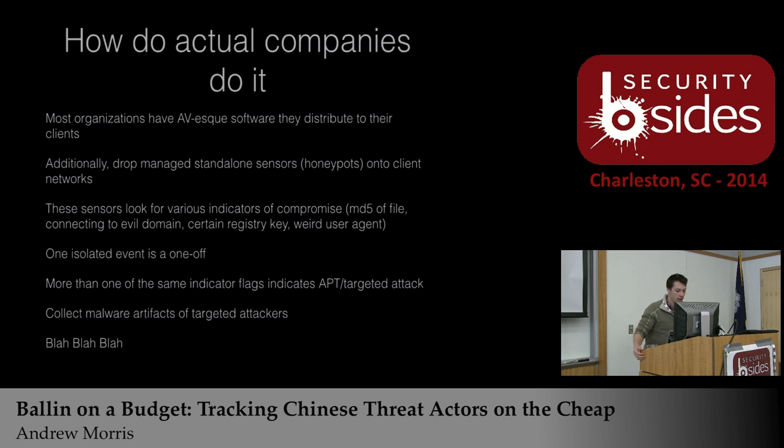How actual companies do it, by the way, like people who aren't just random security dudes doing presentations: most organizations have antivirus-ish software that they install on their clients' machines, and they drop managed little honeypots in the networks and stuff like that. And then the sensors look for indicators of compromise, IOCs, if you've ever heard that before. And that can be anything from the MD5 of a file that's known to be evil, or connecting to an evil domain that only is going to be connected to by malware, or registry keys or user agents or anything like that. There's a ton of different flavors that indicators of compromise can come in.